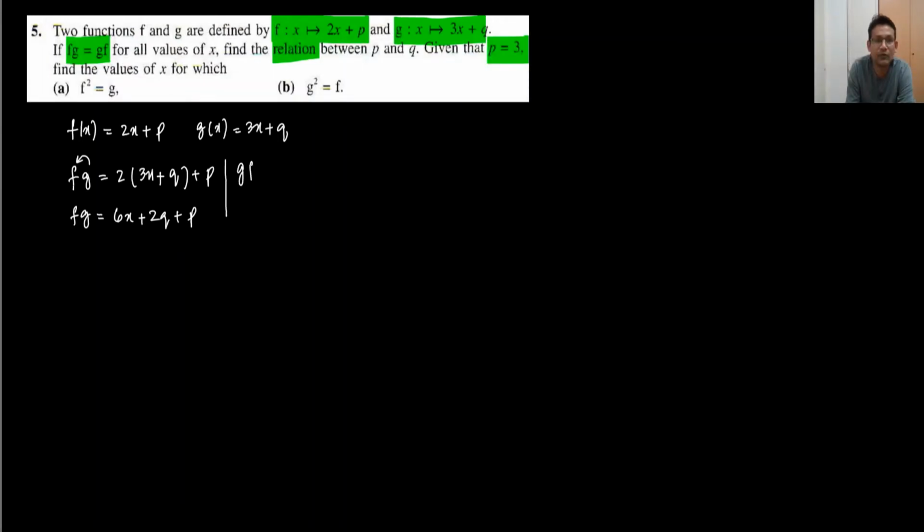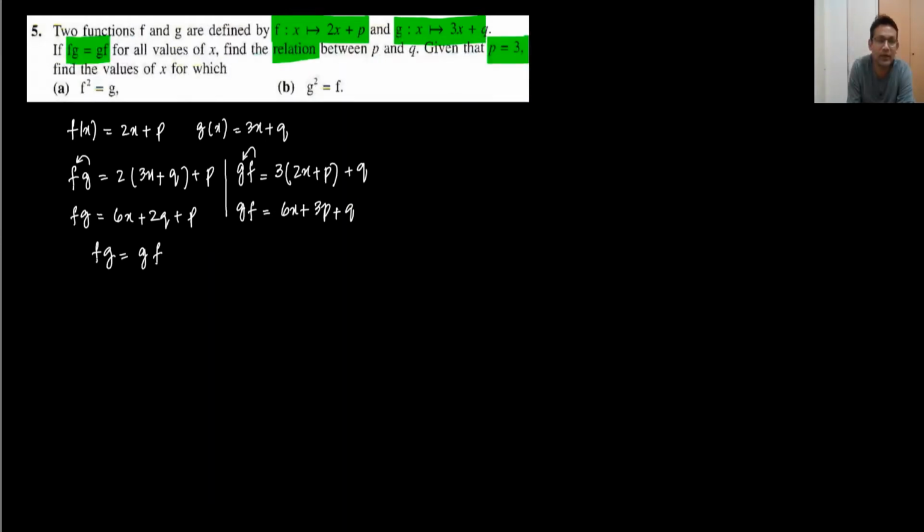Now we need to find gf. And I told you when you want to find gf, the whole equation of f will be substituted in g in the place of x. So this is 2x plus p, plus q. When you simplify, gf is equal to 6x plus 3p plus q. And the condition given here is fg is equal to gf.